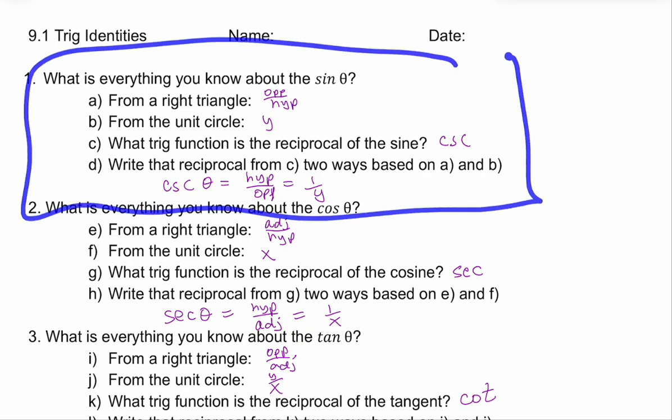Problem number one, sine on the right triangle is opposite over hypotenuse. On the unit circle, it's y. The reciprocal is cosecant. So cosecant can be written as hypotenuse over opposite or 1 over y.